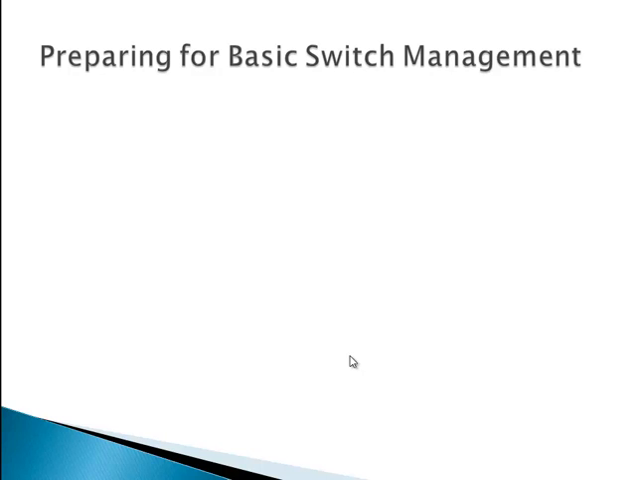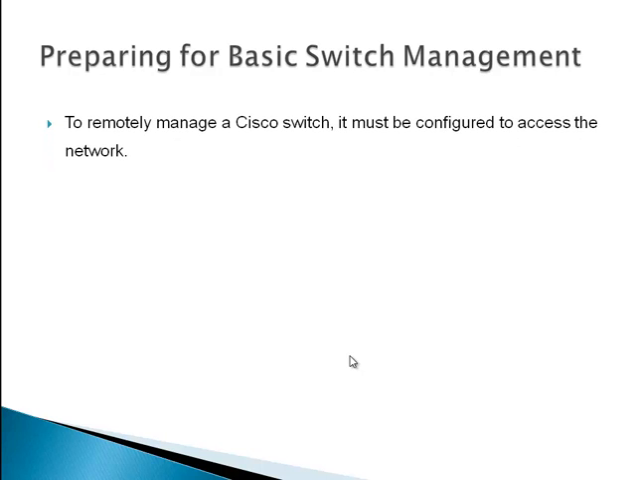So, preparing for basic switch management. To remotely manage a Cisco switch, it must be configured to access the network. So the switch must have an IP address and a subnet mask configured. Without that information, we cannot manage the switch remotely. We always have to go right next to the switch with the console cable.